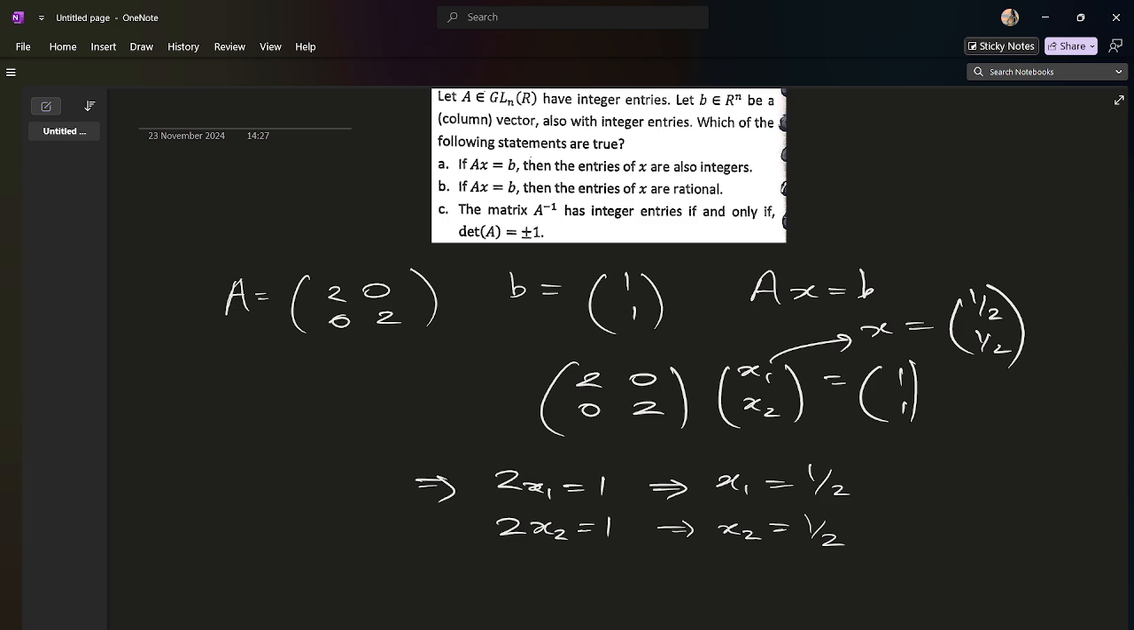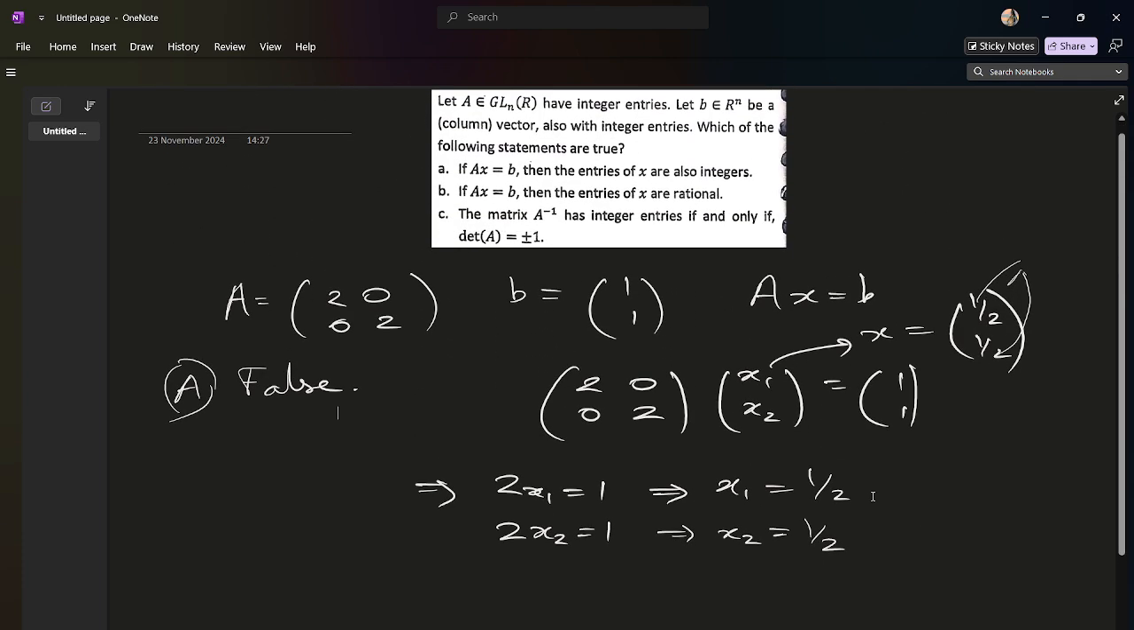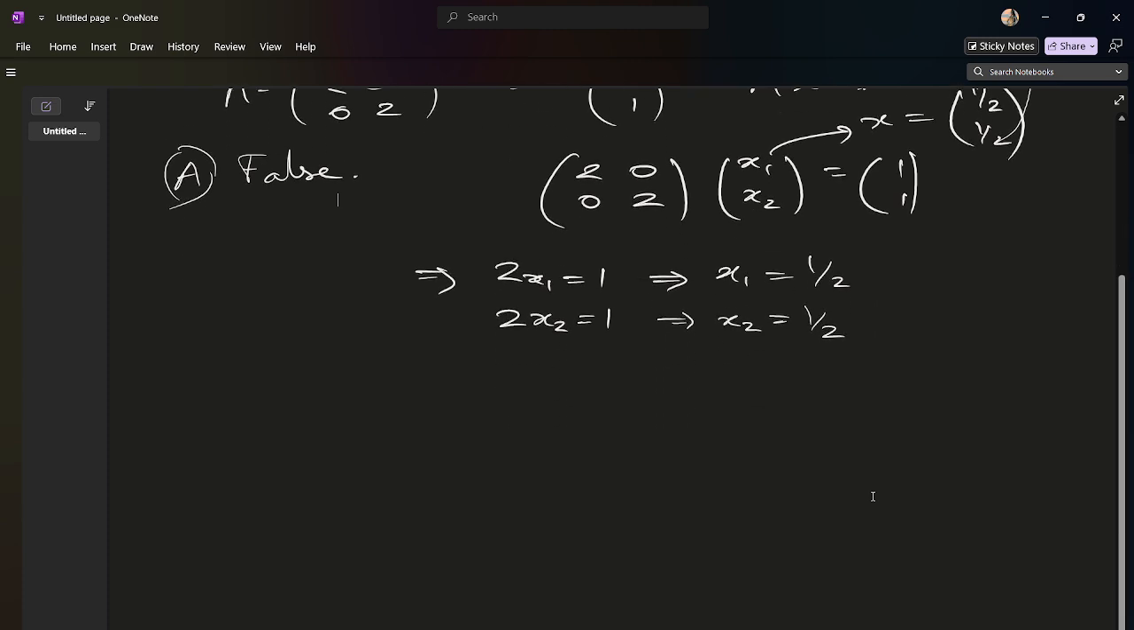But they told us that the entries of x are also integers. As both of the entries are not integers, the first statement A is false. Now we have to check B and C. For B, they say that everything is correct, but the entries of x are rational.